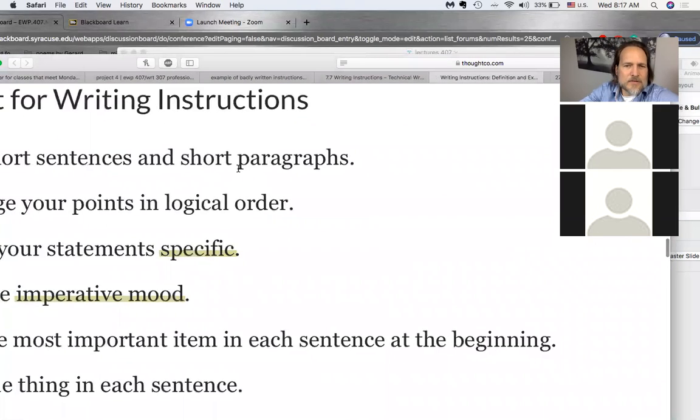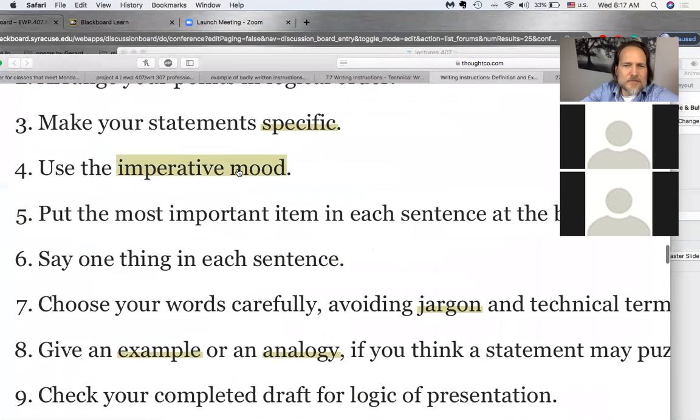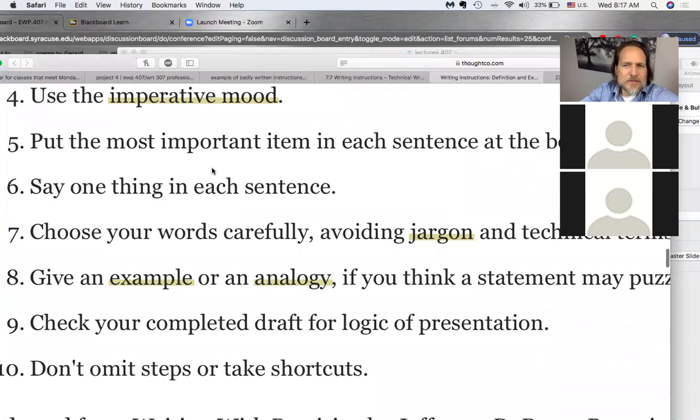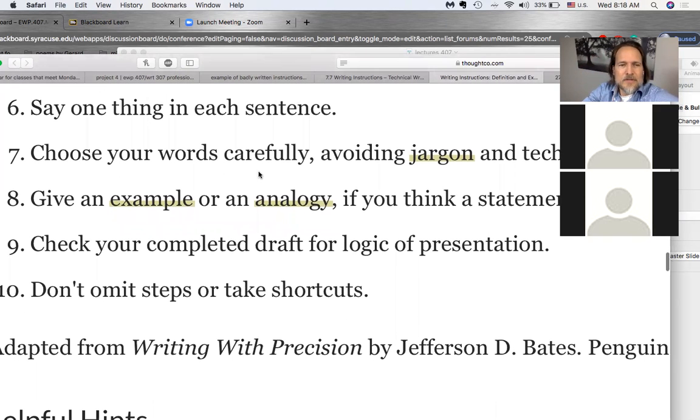I want to sort of hit this one more time with y'all. Checklist: use short sentences, short paragraphs, arrange your points in logical order, be specific, use the imperative mood, again, direction. Put the most important item in the sentence at the beginning. Say one thing in each sentence. I did like the way that they did that here. One item, one action, one point, right? Choosing your words carefully, no jargon. The examples and analogies should be sparse.